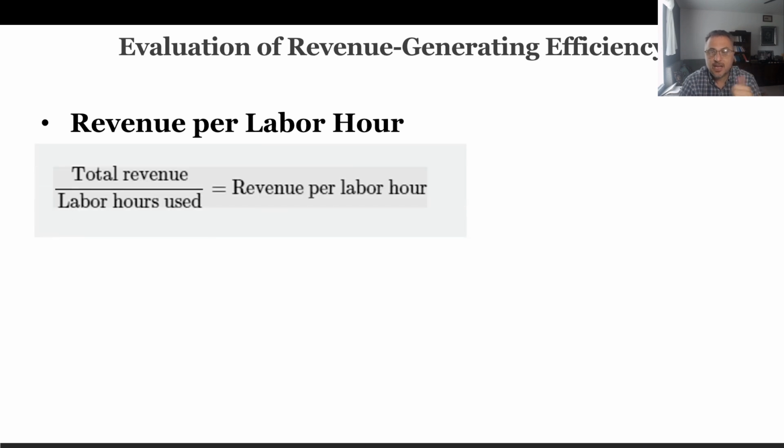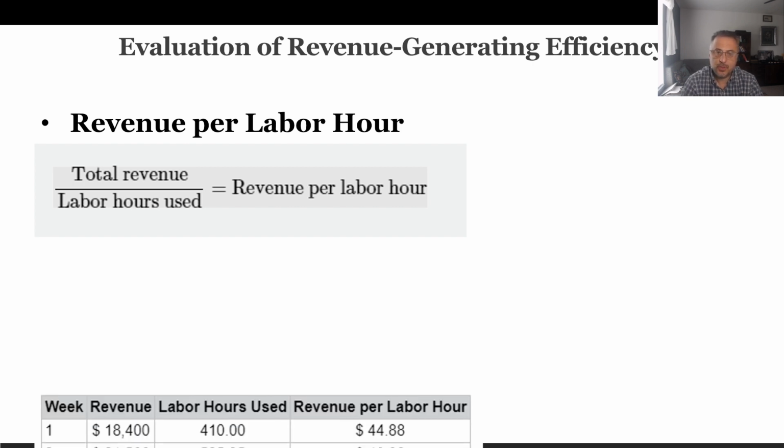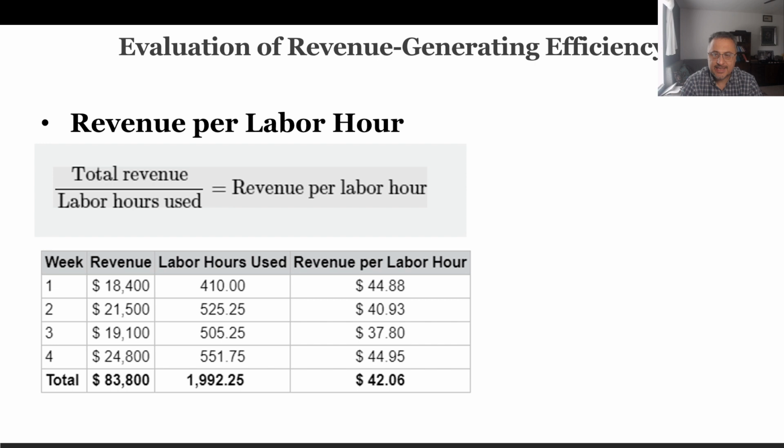We can calculate it by dividing total revenue by labor hours used to get revenue per labor hour. If you look at this example, we can see that they calculated revenue per labor hour for different weeks. It seems that week 4 was the most efficient week and week 3 was the least efficient. However, let us not forget that this calculation does not consider how much we pay for labor, but focuses on hourly labor efficiency, or more specifically, scheduling efficiency.